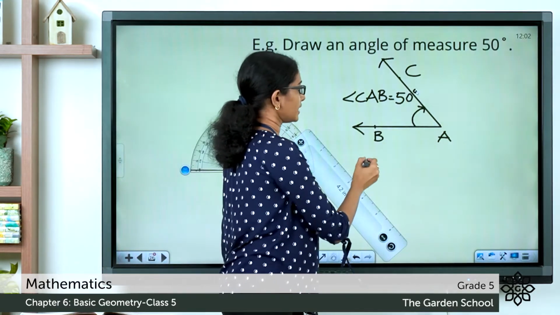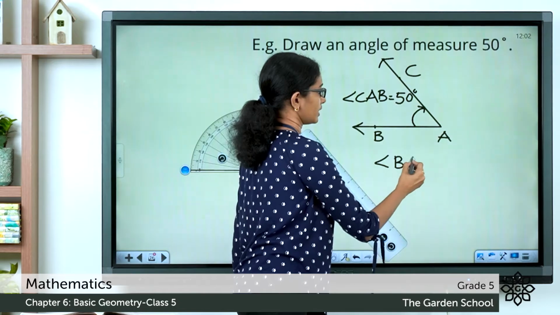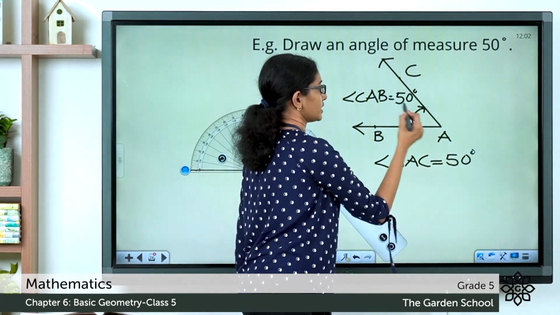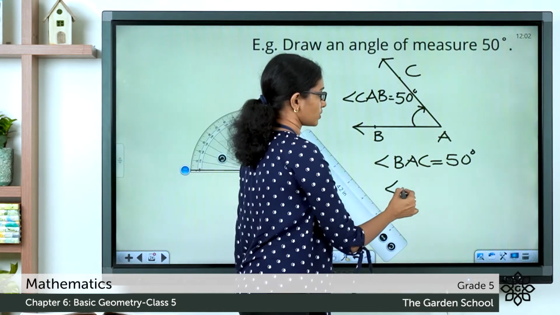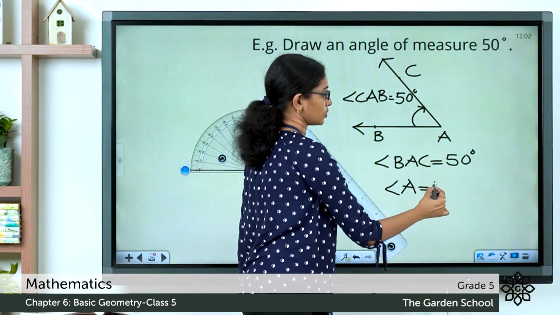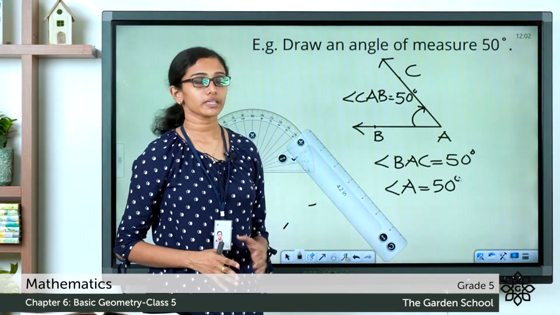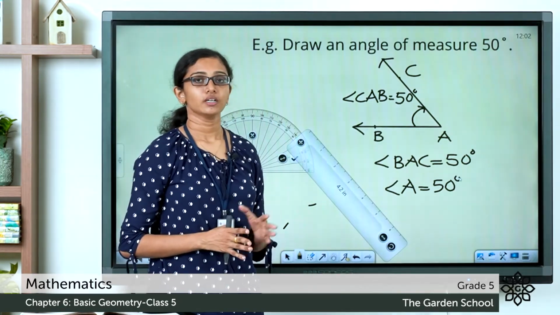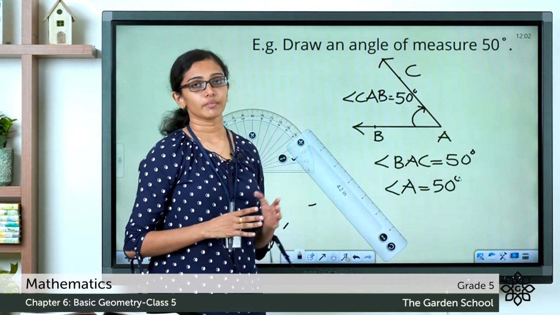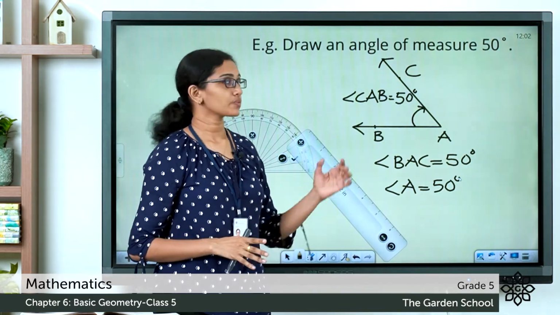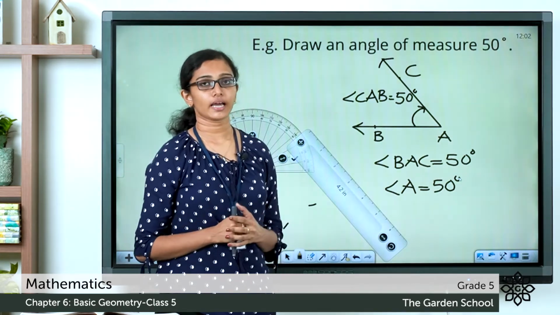Or you can also write angle BAC is equal to 50 degree here. Or you can also write angle A is equal to 50 degree. So I hope you are clear with how to use a protractor to draw an angle given a measurement using both the inner scale and the outer scale. So in this case we have seen how to draw an acute angle.